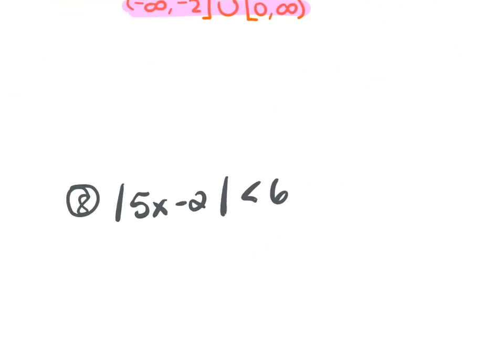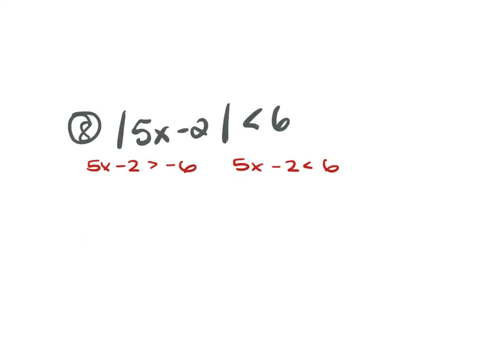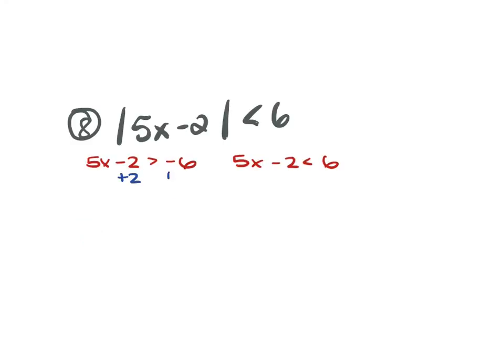For 8, we have the absolute value of 5x minus 2 is less than 6. So again, we're going to separate this into 5x minus 2 is greater than negative 6, as well as 5x minus 2 is less than positive 6. Working with the one on the left first, I'm going to add that 2 to both sides. I get 5x is greater than negative 4. Then I divide each side by that 5. And I have x is greater than negative 4/5.